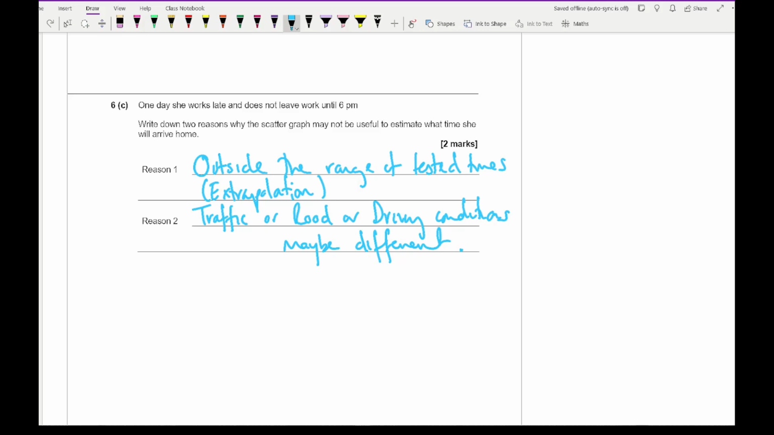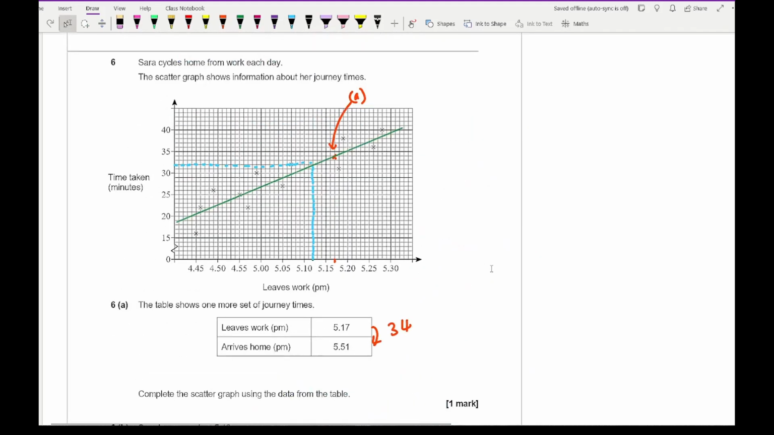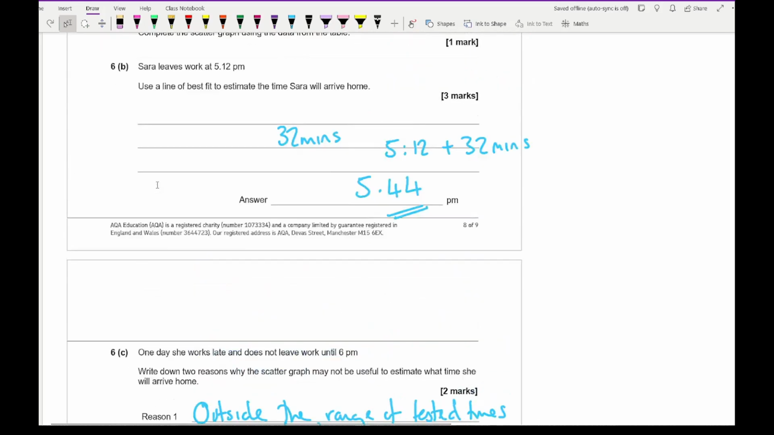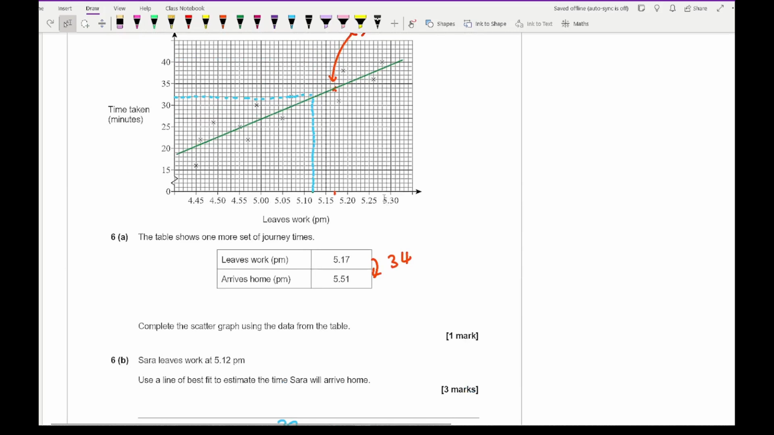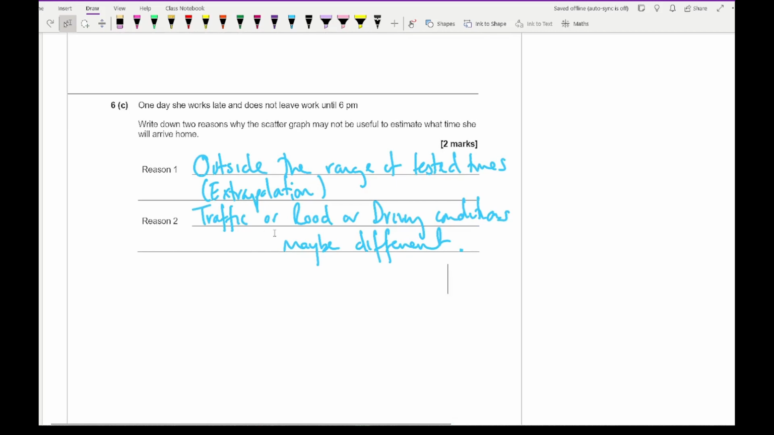So one of the reasons definitely has to be the fact that the time falls outside the tested range. If we go back, you can see that 6 o'clock is off the graph, and so we're not going to be able to use the scatter diagram for that. We only know what happens between the times of 4:45 and 5:30. We don't know anything outside that data range. So again, something along the lines of traffic or road or driving conditions may be different. For example, it may be darker, maybe brighter. It might obviously be rush hour, with people leaving work. So something along those lines will be absolutely fine to get those 2 marks. And that concludes the end of this test on scatter diagrams.